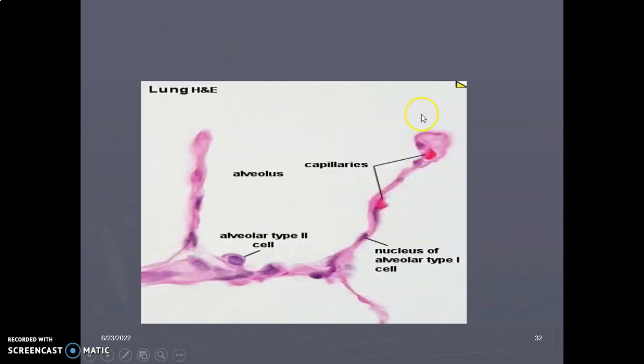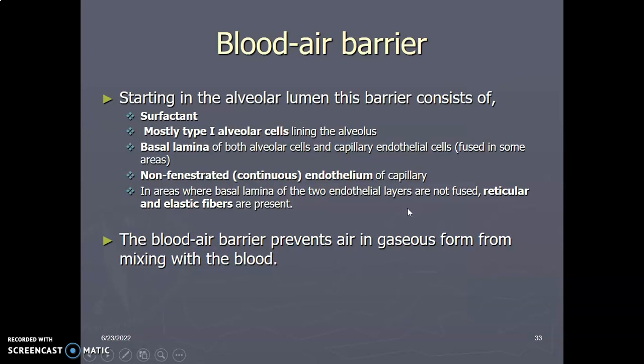This is the histology of the lungs. You can appreciate the simple squamous alveolar cells, which are type 1 pneumocytes, and adjacent to them you have cuboidal type 2 pneumocytes. The type 1 pneumocytes, where gaseous exchange occurs, are in close proximity to the capillaries. What is the blood-air barrier? In the alveolar lumen, there's surfactant present.